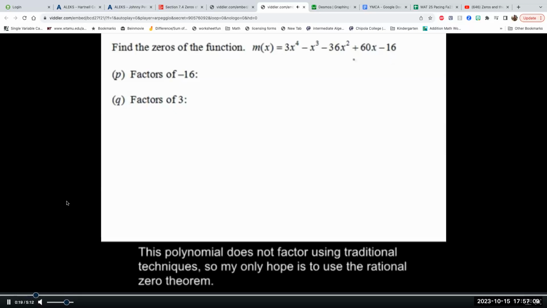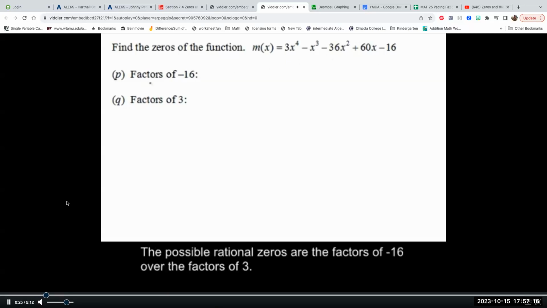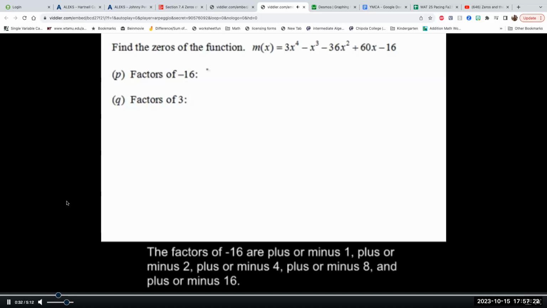This polynomial doesn't factor using traditional techniques, so my only hope is to use the rational zero theorem. The possible rational zeros are the factors of -16 over the factors of 3. The factors of -16 are plus or minus 1, plus or minus 2, plus or minus 4, plus or minus 8, and plus or minus 16.